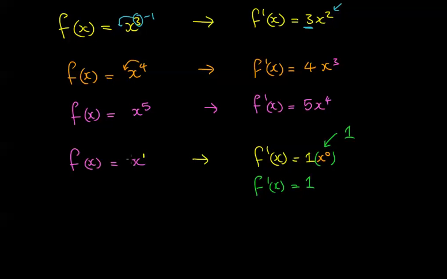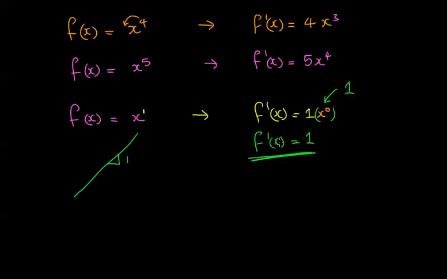Well, if you think about it, this is just a straight line graph, isn't it? F of x equals x is just a straight 45-degree line, and its gradient is 1 across, 1 up. Its gradient is 1, therefore the derivative function's got to just be 1. It's just got to be 1.